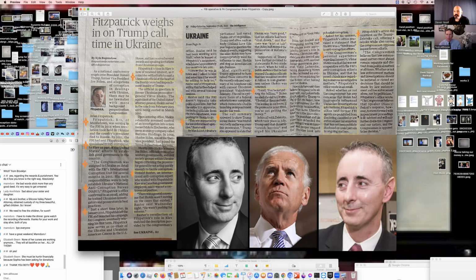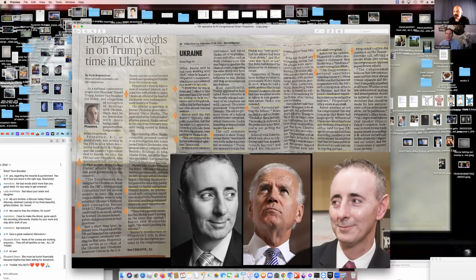FBI agents are prohibited from disclosing classified or law enforcement information that has not been publicly disclosed or could pertain to ongoing matters. Okay, so Fitzpatrick's office did comment on the Trump-Zelensky call, offering a rebuke while also saying the congressman opposed impeachment efforts. What? You just said that you were there to make sure. Oh, there you go. He was sent there to make sure Viktor Shokin is removed, but he's going to protect Biden at the same time by opposing impeachment efforts. Isn't that something?